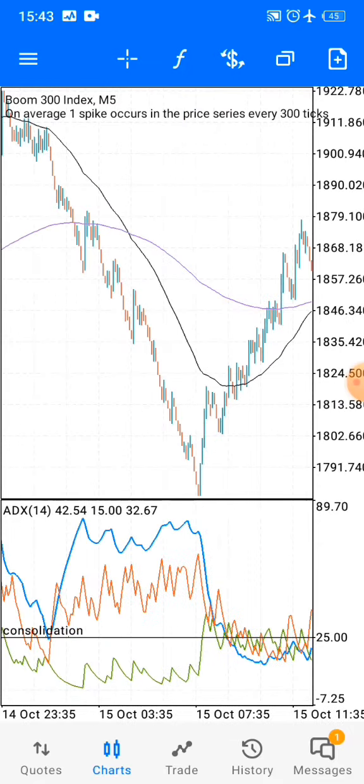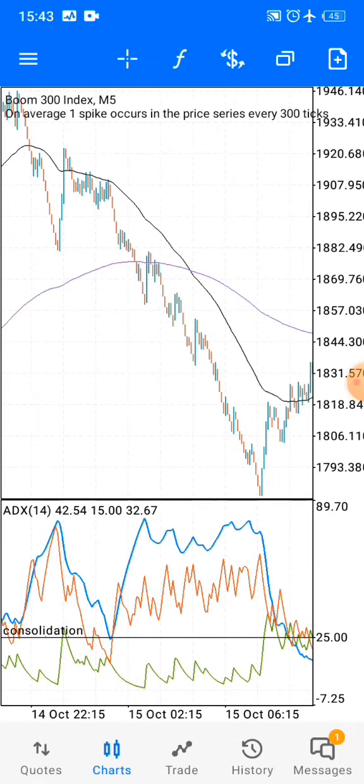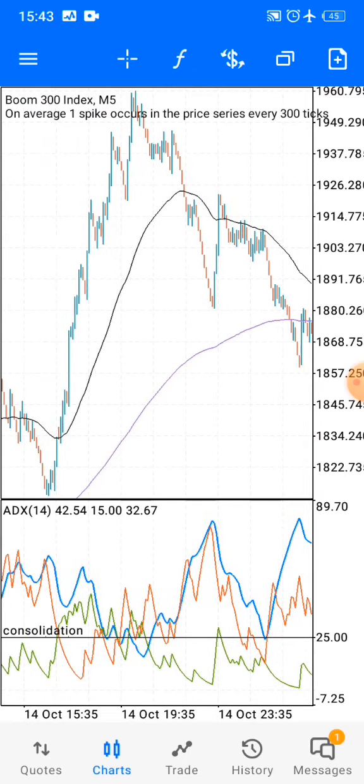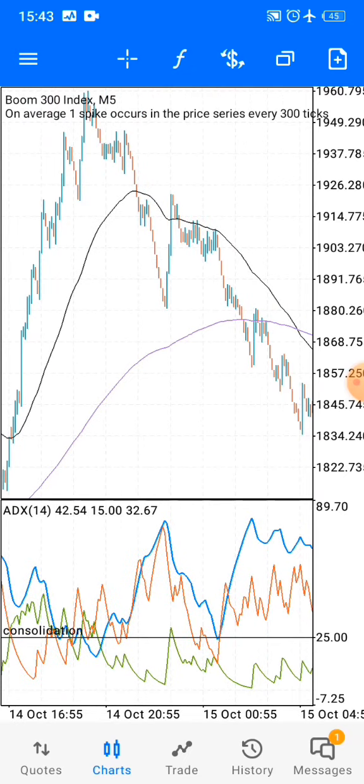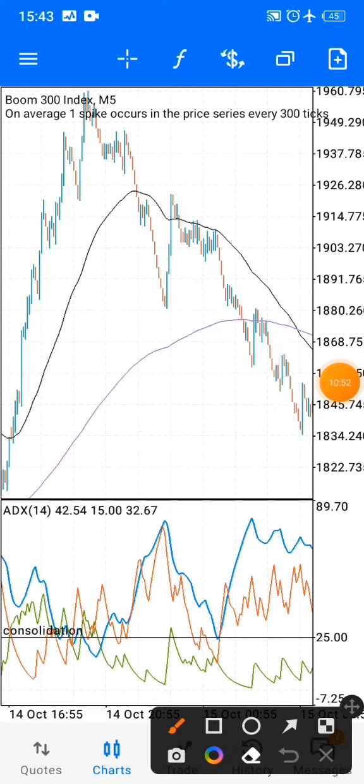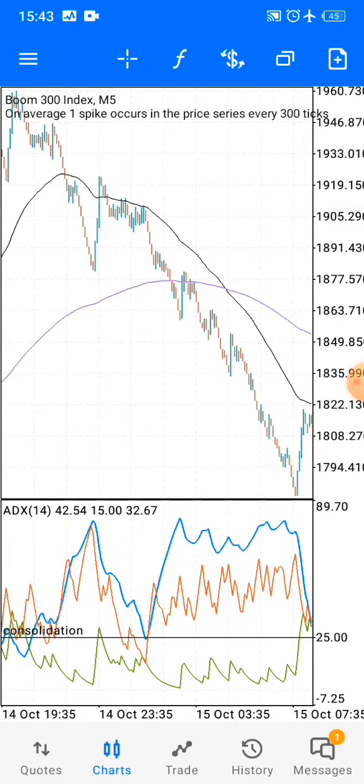And as I said, I only use this strategy for trading Boom and Crash, for trading ticks, only when I'm trading Boom and Crash. So here we've got a breaking market structure here, breaking market structure here. And when the market pulls back to the 50 moving average, we start looking for sell opportunities. And the ADX is above the level 25, so it is safe to enter my sell.